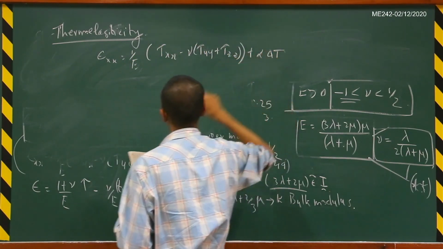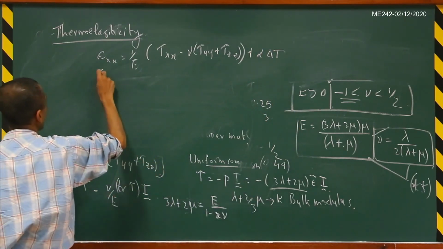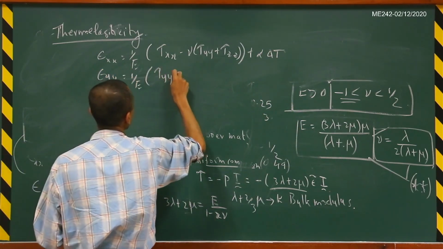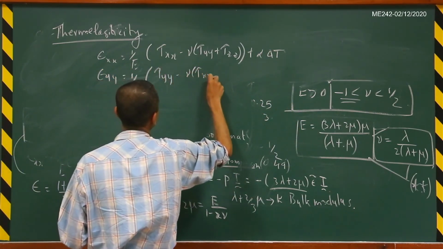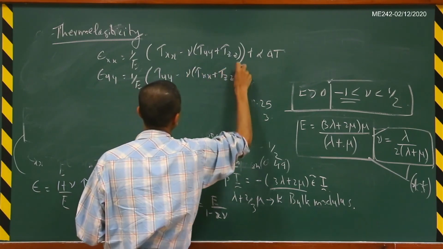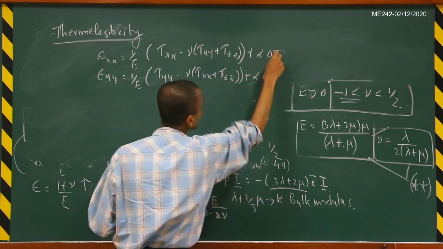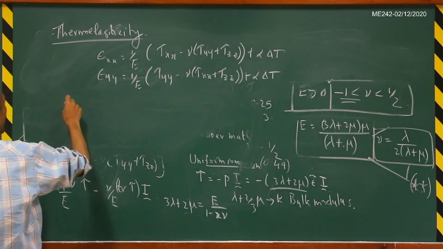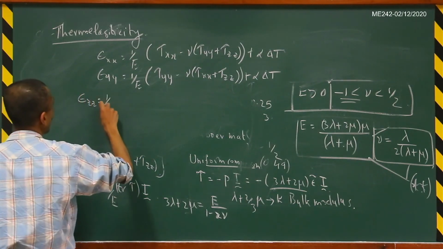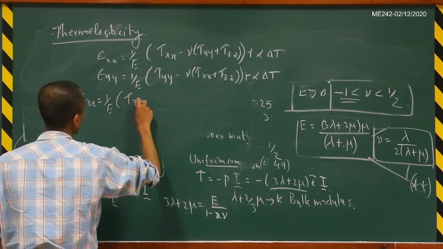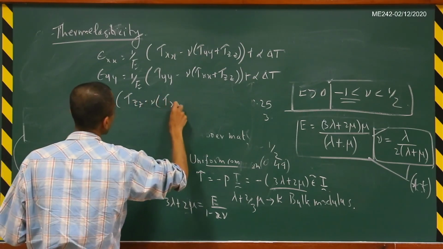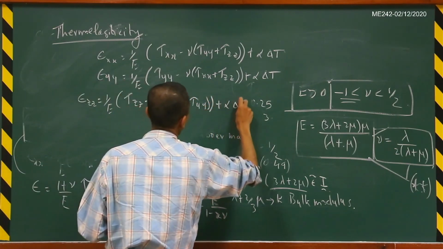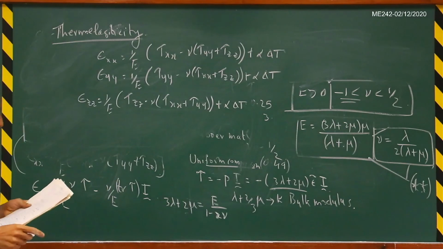Here alpha is the coefficient of thermal expansion. Similarly, your epsilon yy is 1 by E times tau yy minus nu times tau xx plus tau zz, plus alpha delta T. So delta T is the change in temperature, alpha is the coefficient of thermal expansion, and epsilon zz is equal to 1 by E times tau zz minus nu times tau xx plus tau yy, plus alpha delta T. And the shear strains are not affected. So that is what you have to remember.